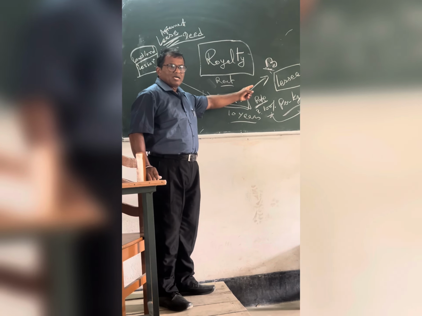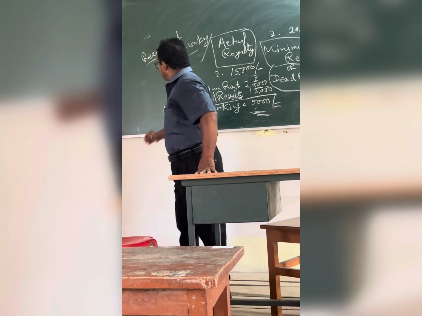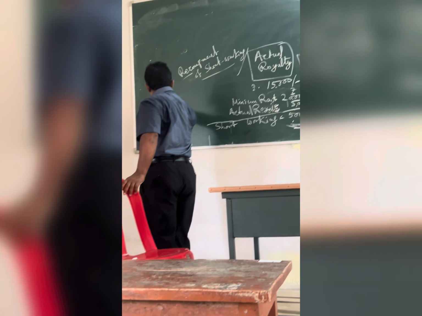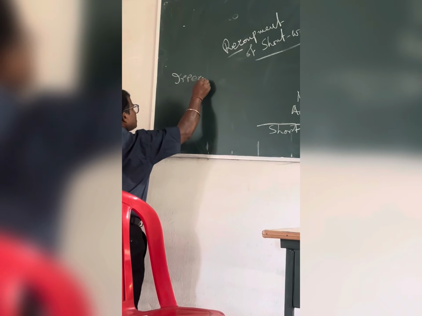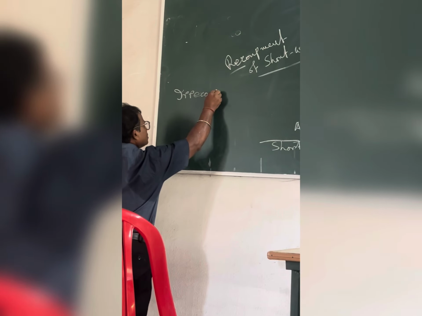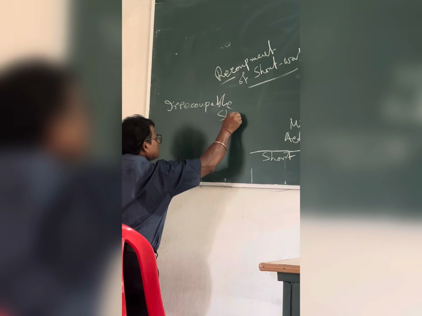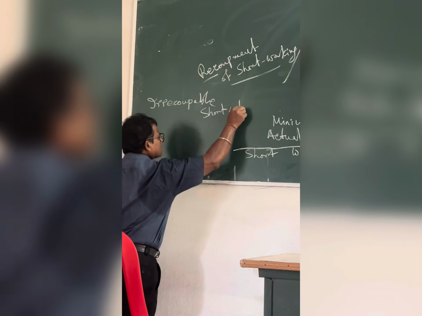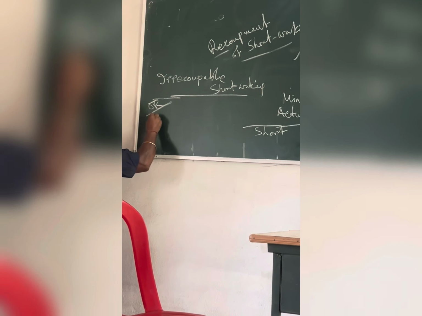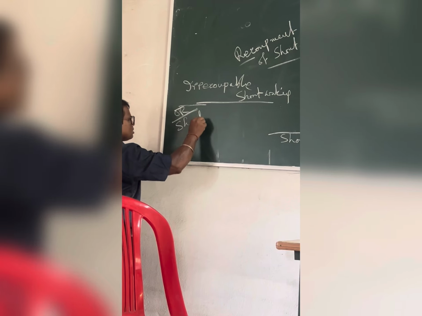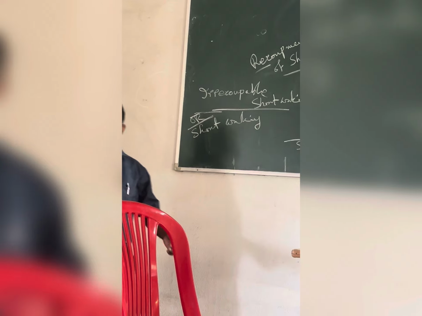Loss for B, and that amount is known as, I am writing for you, it is noted irrecoverable short working, or you can also write short working. Can you see it? Short working.